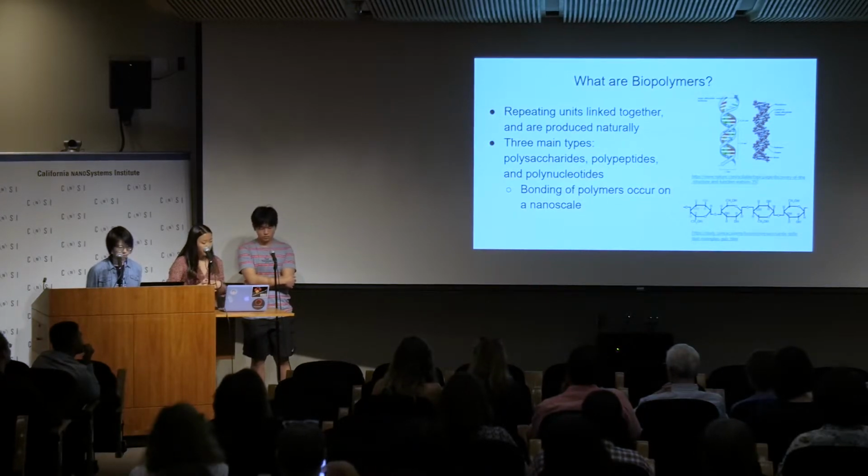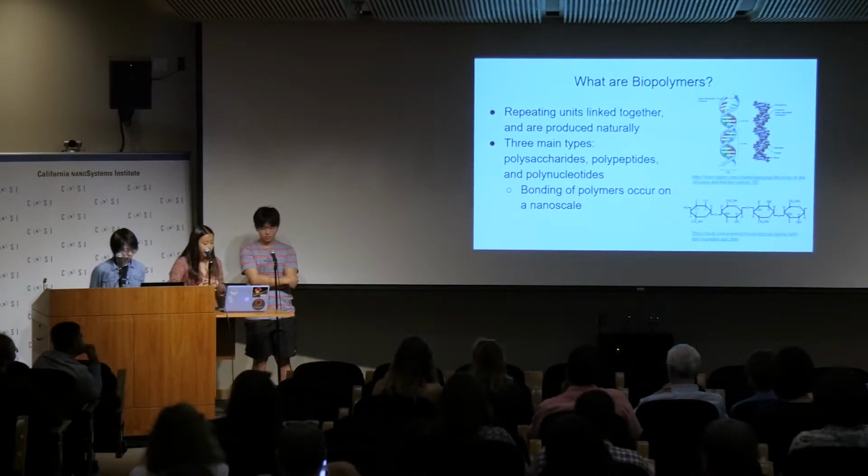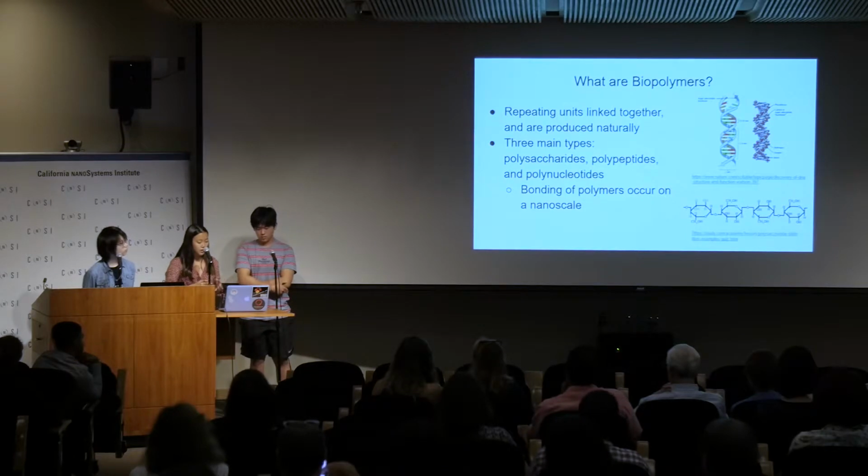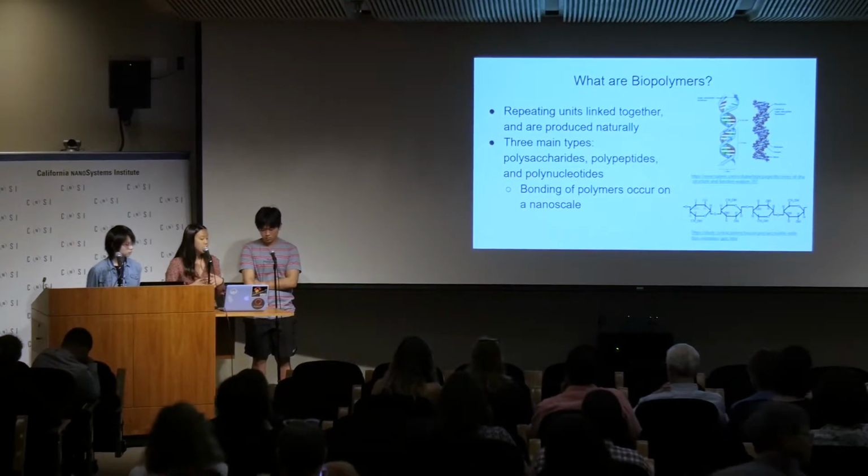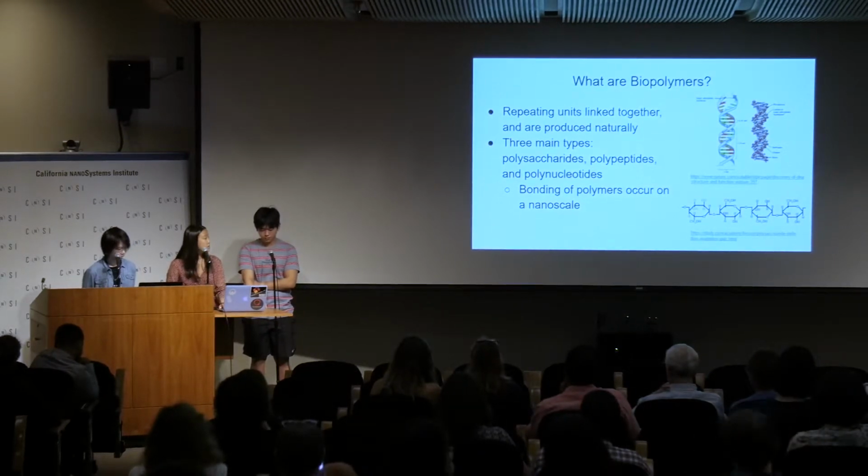These monomers are very important in creating these larger structures and larger networks of a molecular structure. And these structures are formed on the nanoscale, so 10 to the negative ninth. And so different arrangements of these structures can create different molecular shapes and different molecular interactions.